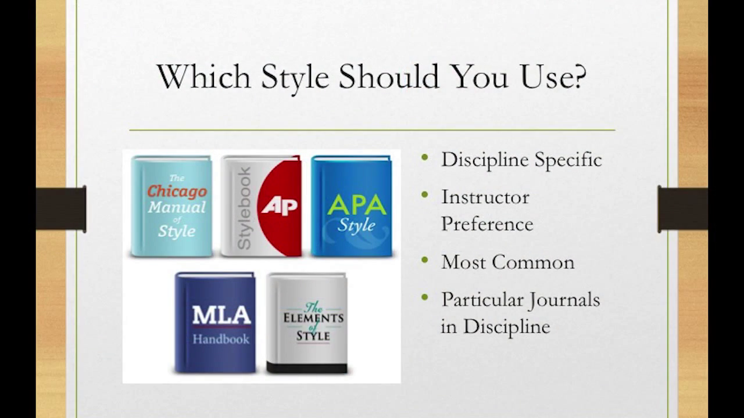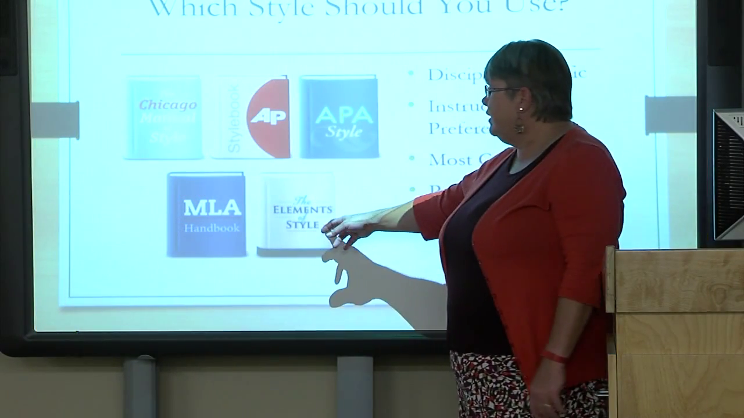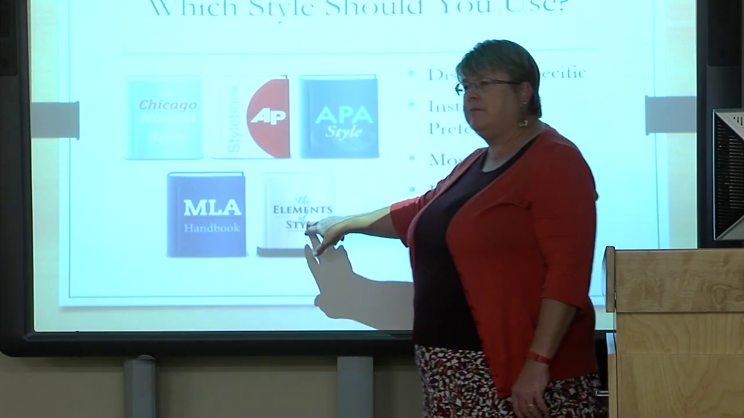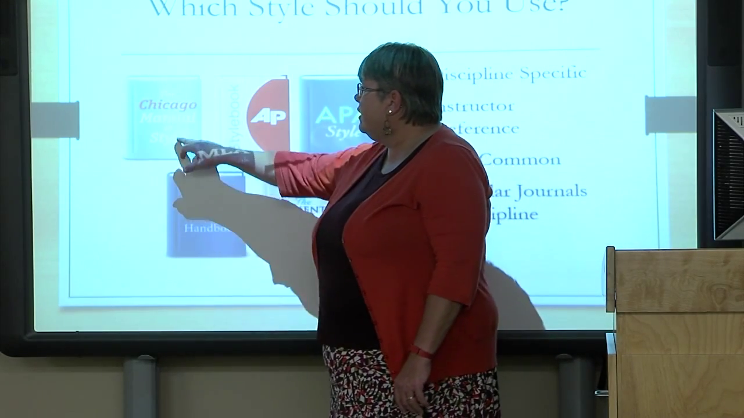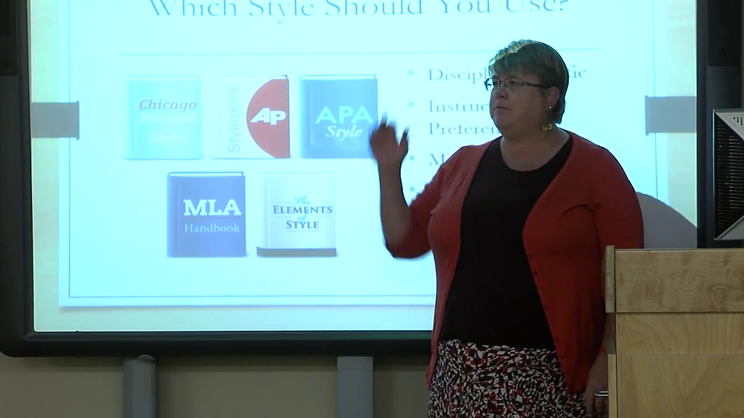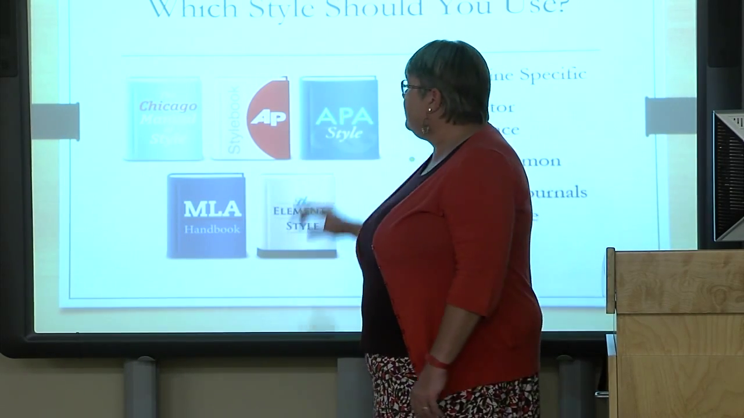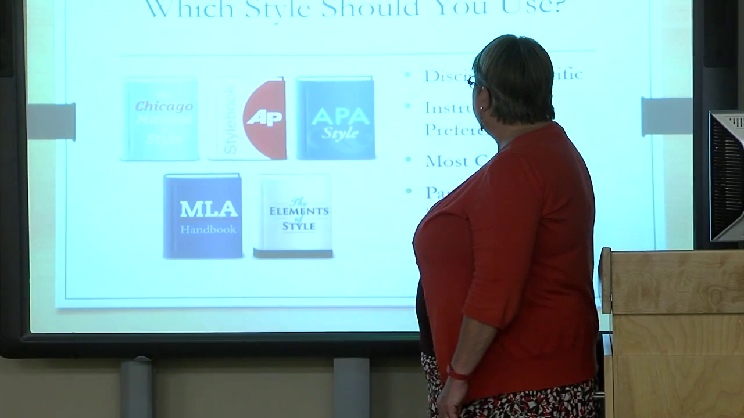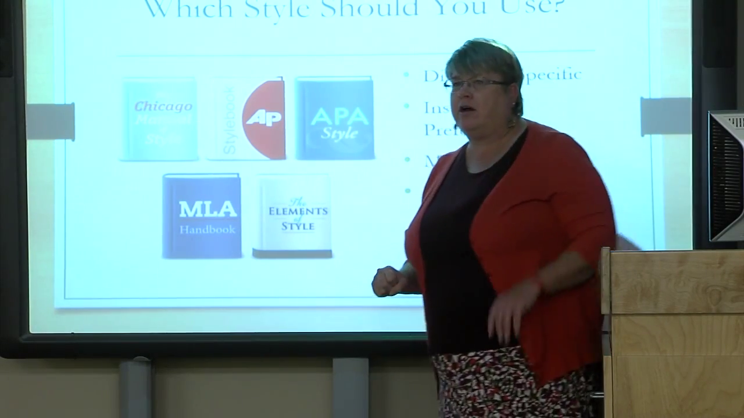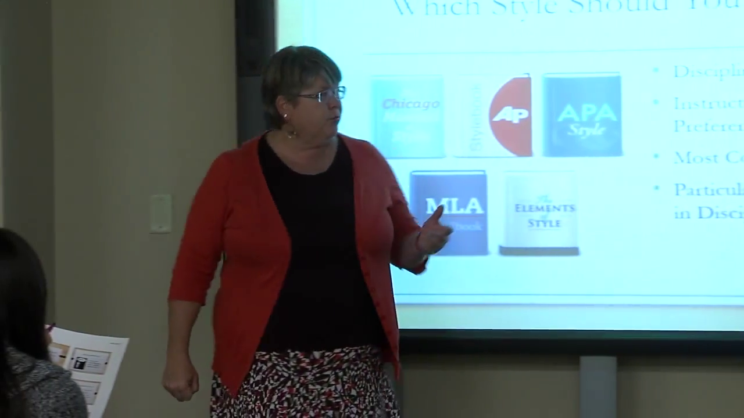Now, what style should you use? There are lots of different styles out there. Probably a couple of the more familiar ones are APA and MLA. I know that they use Turabian sometimes. That's what they used when I was in graduate school. There's also the Chicago Manual of Style. I work with people in the health and phys ed area, and they use the American Medical Association style. So there are a lot of different styles out there. A lot of times it's going to depend on your discipline. Which area are you writing in?